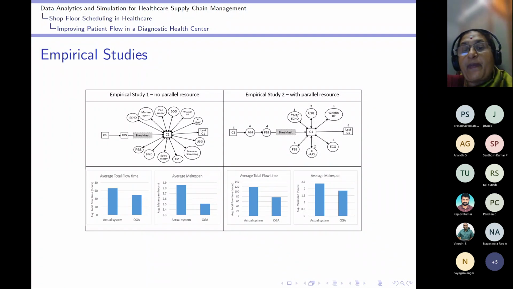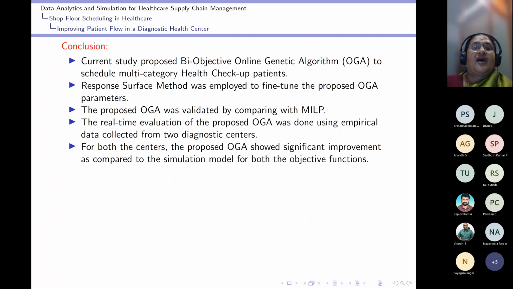With parallel resources also, you can see that the OGA did much better than the actual system. The graphs you can see on the screen show that the OGA performed very well. So in conclusion, what we did in this paper was we proposed a bi-objective online genetic algorithm.